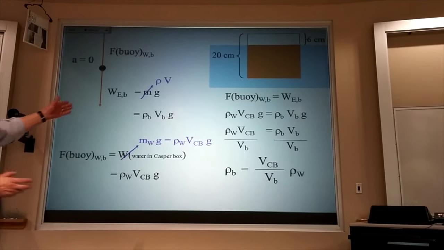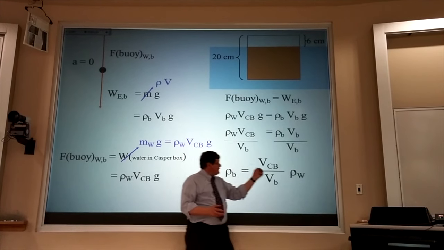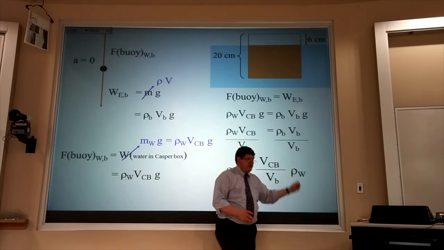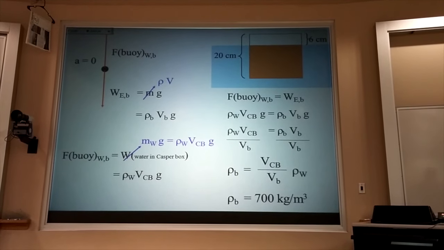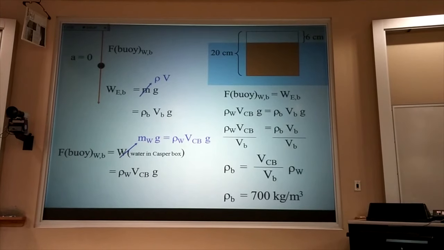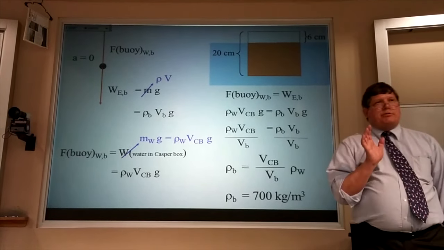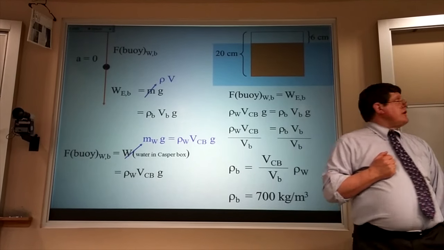In this case, 70% is submerged. So the density of the block should be 70% of the density of water, and that's what I get, 700 kilograms per meter cubed. Now that derivation is not going to be on an exam, you'll never have to reproduce it, but I just wanted to show you where my prediction was coming from.